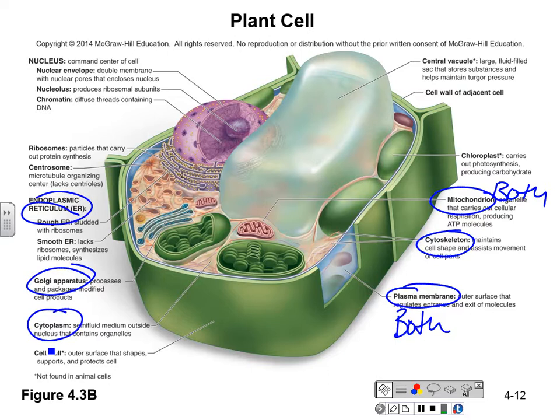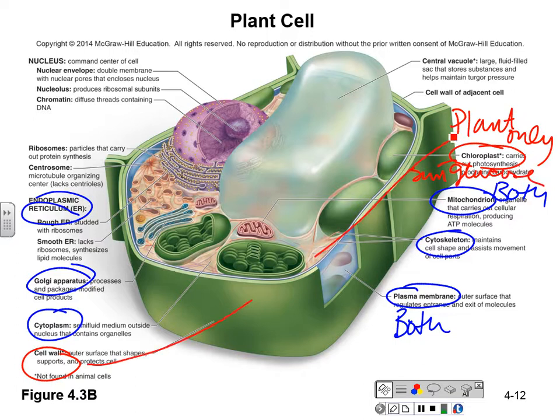The differences, and they have little stars here. So the differences, chloroplast and a cell wall. Both of these you find in plant only. So chloroplast is in plants only, and this is where we turn sunlight into glucose. So cell wall and chloroplast you find only in a plant cell.